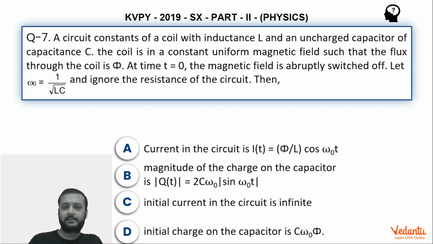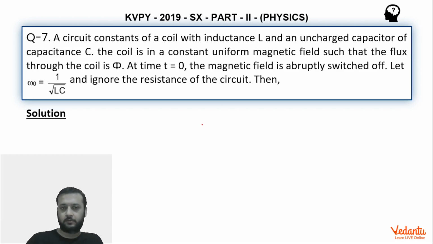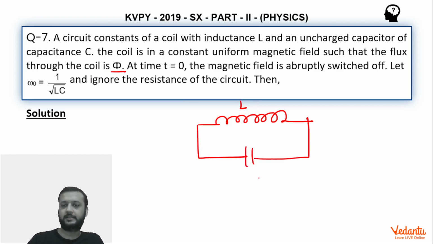We have an inductance L in which there is a flux phi passing through it because of some external magnetic field. Okay, so let's draw this inductor. Let's say this is an inductor of inductance L and there is some flux passing through it, whose value is given as phi, because of some external magnetic field. Now this is connected with a capacitor of capacitance C. Okay, the current and everything is zero.